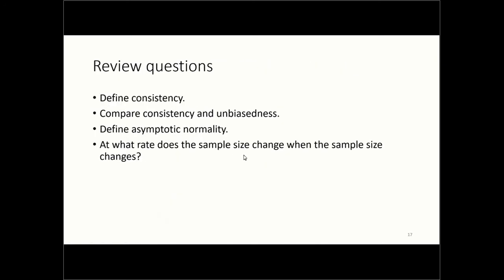These are the review questions to think about. First, define consistency, compare consistency and unbiasedness, define asymptotic normality, and think about at what rate the variance changes when the sample size changes.